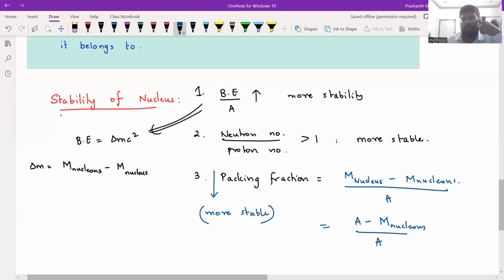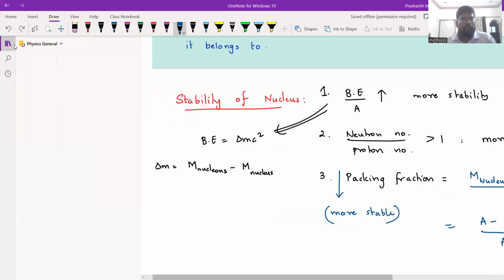Understanding? Since it's a negative quantity, we want it to be more negative. If it is more negative, then it is indirectly more mass defect, then it is more stable. So these are the three factors we can use to measure the stability. Packing fraction is an additional thing which I haven't covered previously.